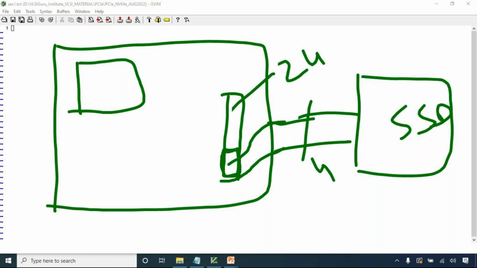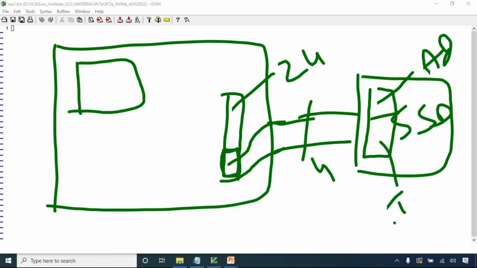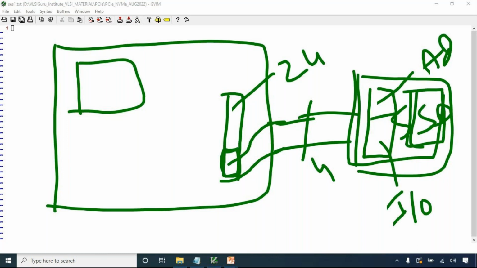Here, where NVMe comes into the picture is, on the SSD device there is something called NVMe controllers. The controllers can be two types: one is called the administrative controller, and one is called the IO controllers. So that constitutes my SSD device, and this part of the storage device is the SSD storage.